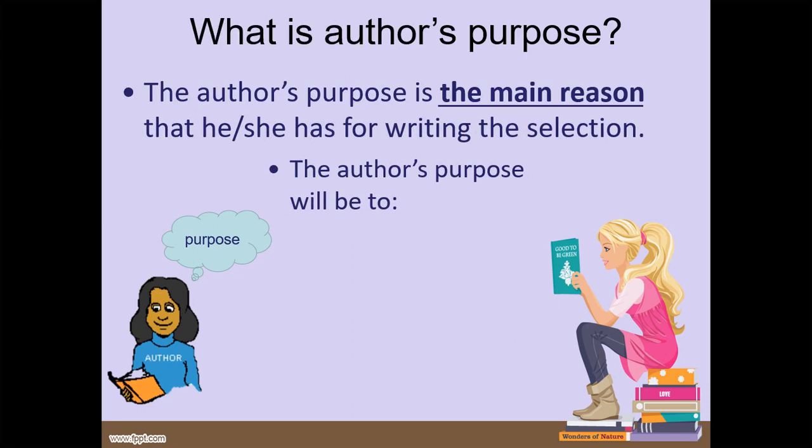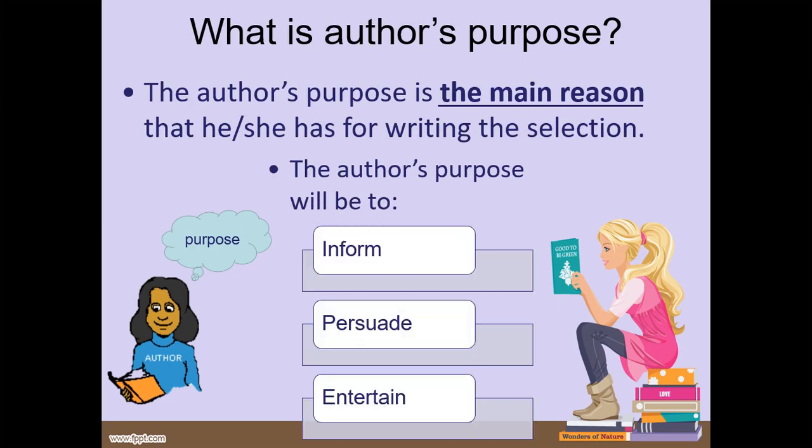Now we can give a detailed definition to author's purpose. We can see here that the author's purpose is the main reason that the author has got for his or her writing selection. So the author's purpose is categorized into three, and they are to inform, to persuade, and to entertain the reader.